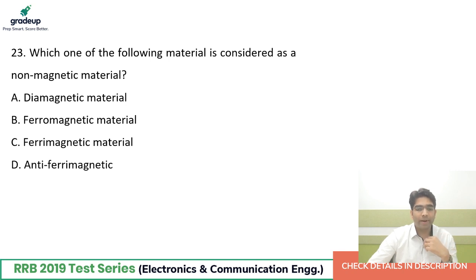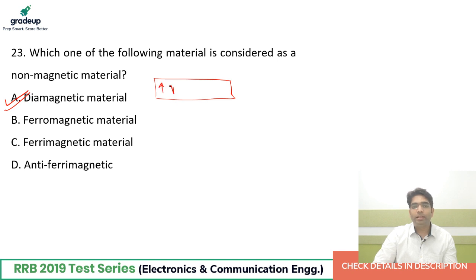Which of the following material is considered as a non-magnetic material? Tell me. Which is the non-magnetic material here? The non-magnetic material here is diamagnetic material. Why is it called a non-magnetic material? Because this diamagnetic material will not have any dipole of its own. Magnetic dipoles are absent in diamagnetic materials. In ferromagnetic material, the orientation of the dipoles is like this. All the magnetic dipoles are aligned in a particular direction.